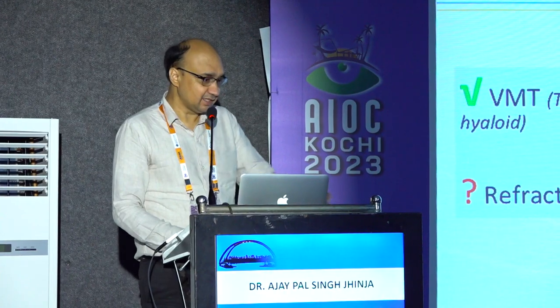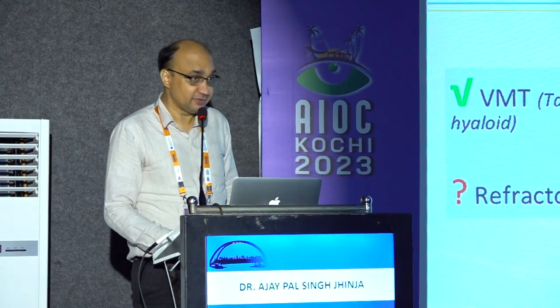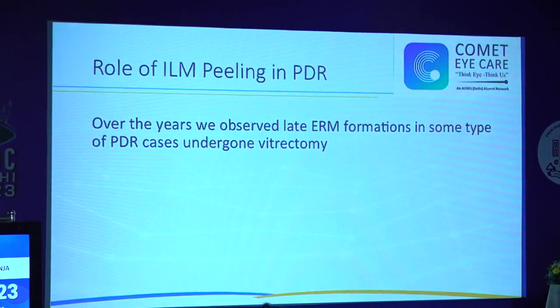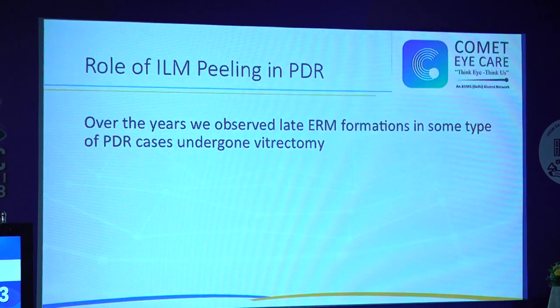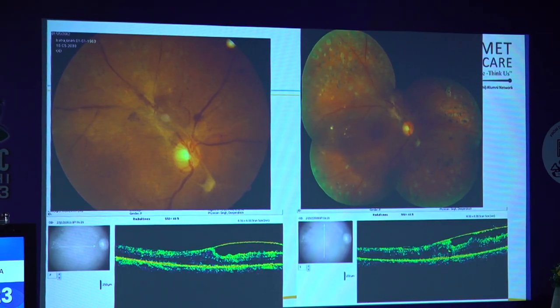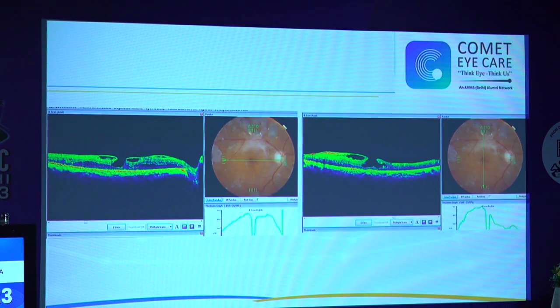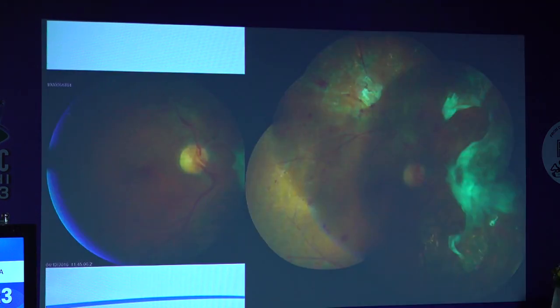Traditionally, ILM peeling was advocated in the presence of VMT or refractory DME. But over the years, we also observed late ERM formation in some types of PDR cases that underwent vitrectomy, such as this patient with macular traction. The surgery was done and everything was fine. The traction was completely released, but some years later the patient came with a lamellar hole and we can see the thinning. So there is another patient with extensive mid-peripheral neovascular complexes.